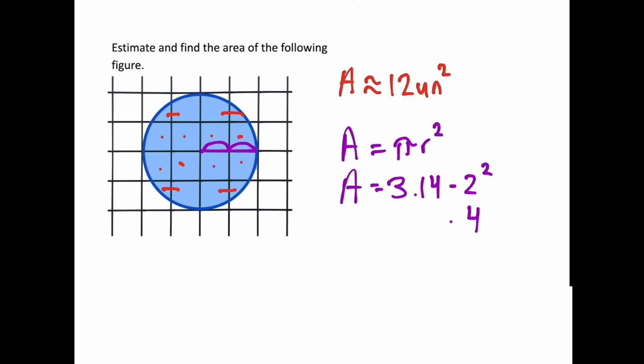2 times 2 is 4. So we have 3.14 times 4. 4 times 4 is 16. 4 times 1 is 4 plus 1 is 5. And 4 times 3 is 12.